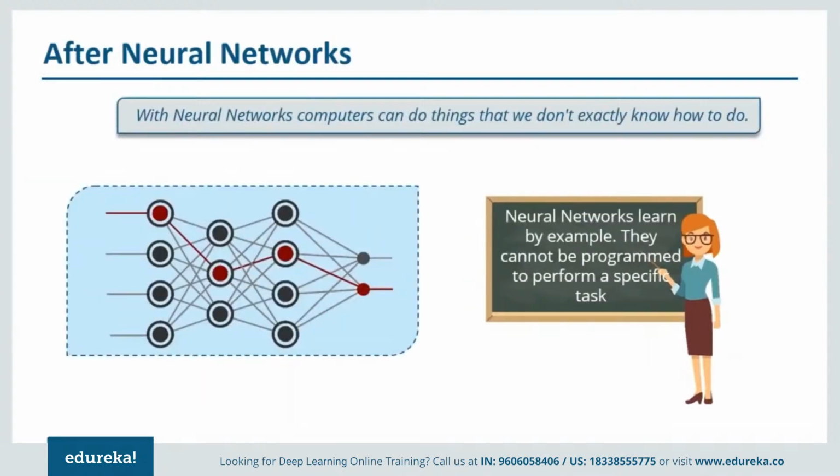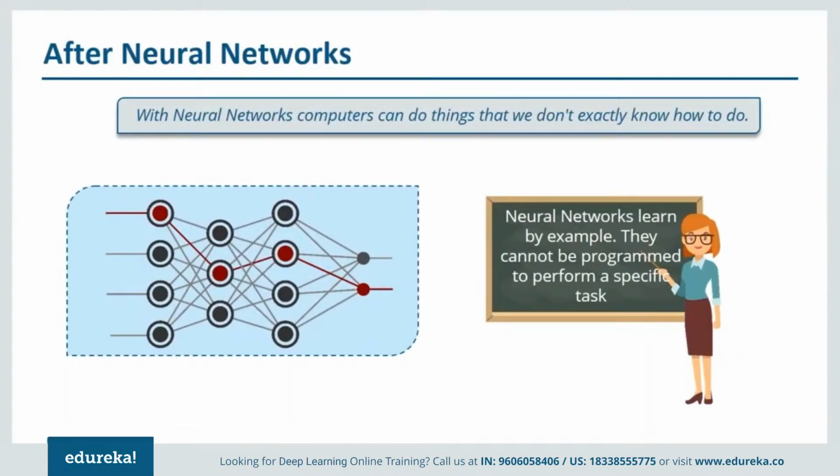So neural networks basically process information in a similar way the human brain does. And these networks, they actually learn from examples. You cannot program them to perform a specific task. They will learn from their examples, from their experience. So you don't need to provide all the instructions to perform a specific task. And your network will learn on its own with its own experience.